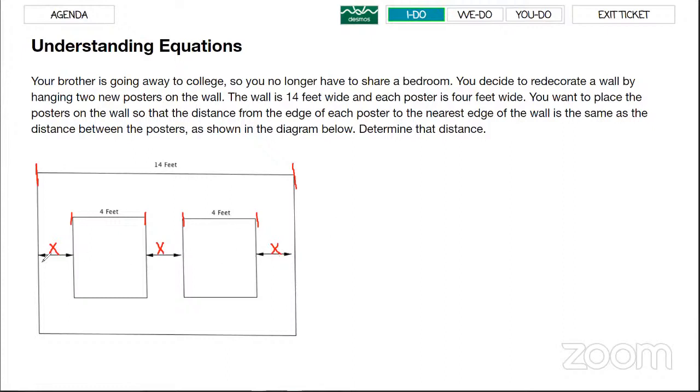The total distance in this case is 14 feet. If you add all of them together, for example, X plus 4 feet, plus X plus another 4 feet, plus X, all of them together equal 14. So if you have X, X, and X, you have 3 X's, right? 3 times X. And if you add 4 and 4, which is 8, that becomes equal to 14, because we're trying to make it equal to the total. So that's 14.